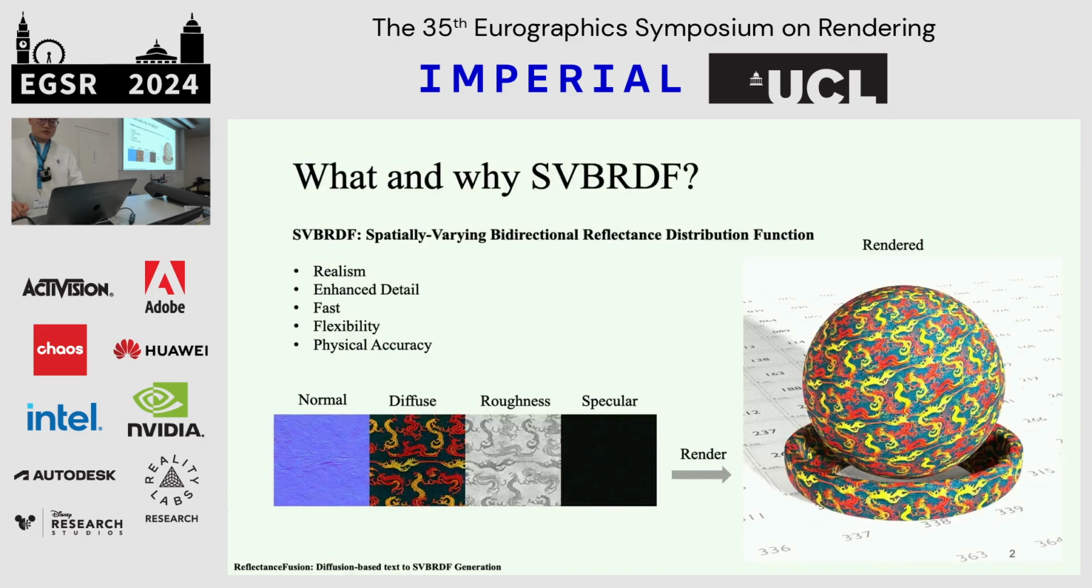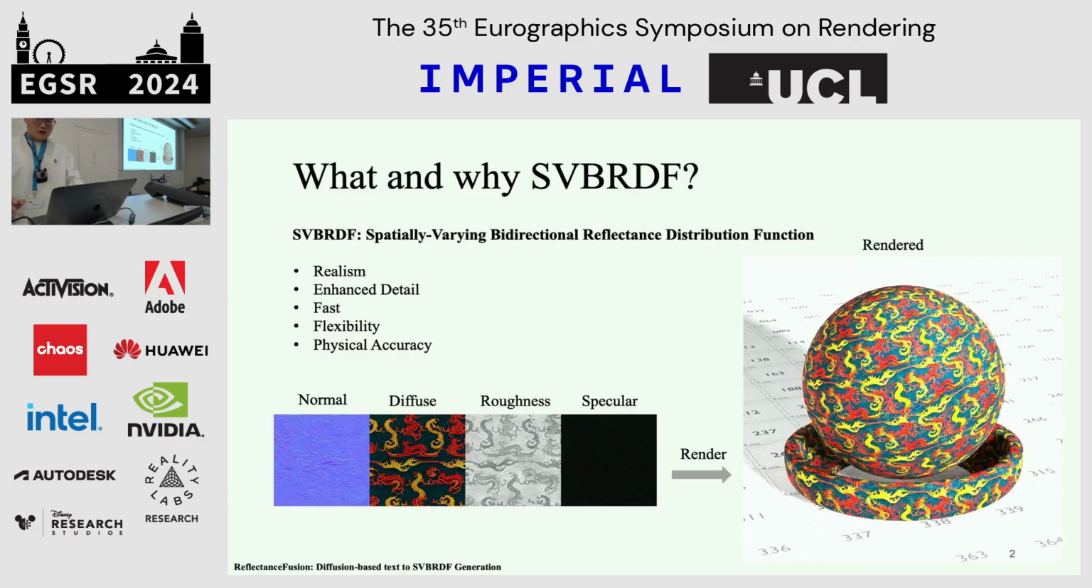Now we will introduce what SVBRDFs are and why they matter. SVBRDF stands for spatially varying bidirectional reflectance distribution function. I am assuming that everyone in this room is familiar with what SVBRDFs are. They come with lots of benefits such as speed and flexibility. SVBRDF maps are used to render images here. It consists of 4 maps: normal, diffuse, roughness, and specular.